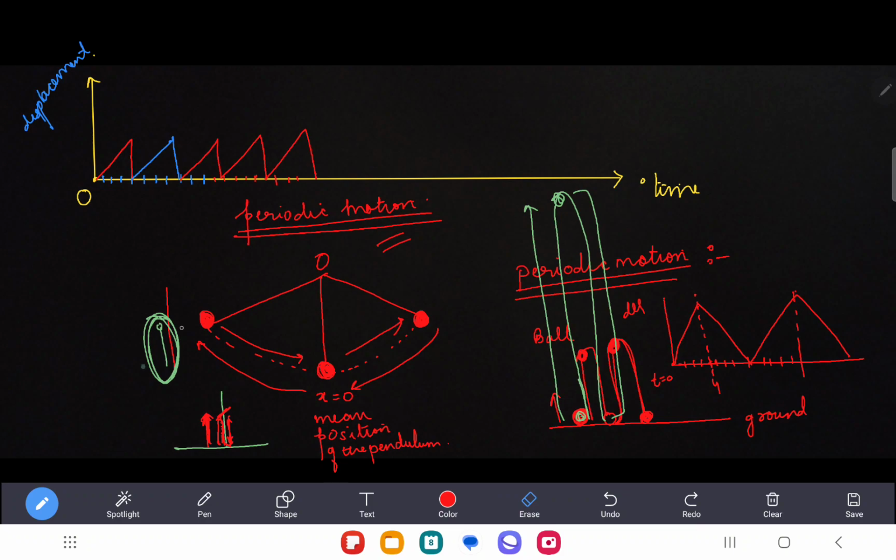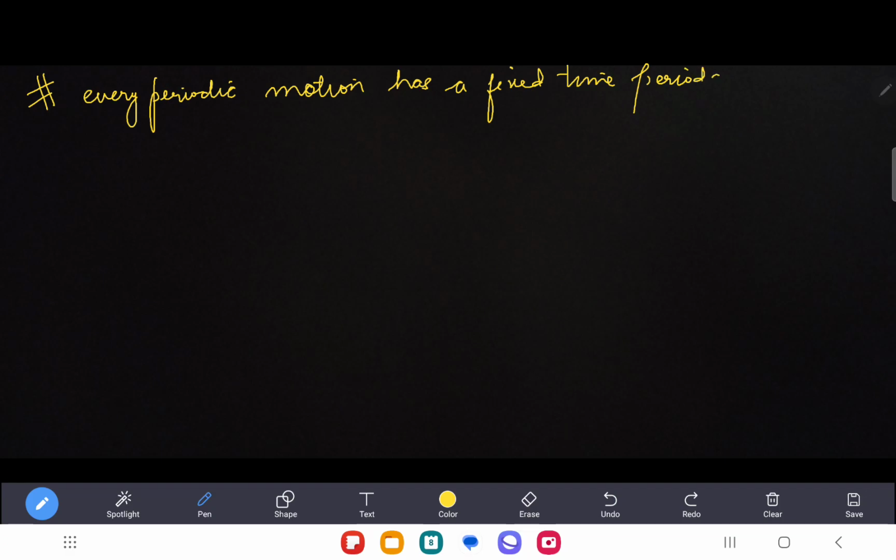Okay. If you can measure the time, then the graph will look exactly like the one I have drawn here. Every periodic motion has a fixed time period of repetition. You understand? Second thing, what do we have in here? Every periodic motion has a fixed time period, right?